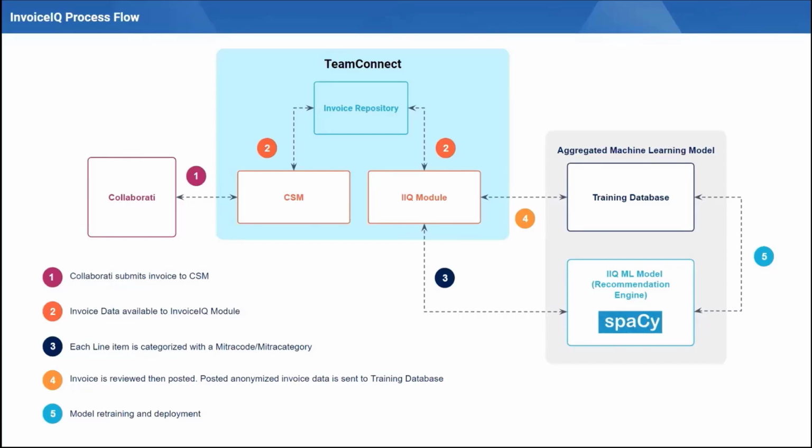So we also have a training database where some of the anonymized invoice items are aggregated together, so we can improve, get some feedback from the different Team Connect environments, and provide better categorizations of data. So that's at a very high level how the process flow works. The key here is it's not very heavy to implement. It's pretty lightweight, and can easily be set up in limited time just by installing the IIQ module.